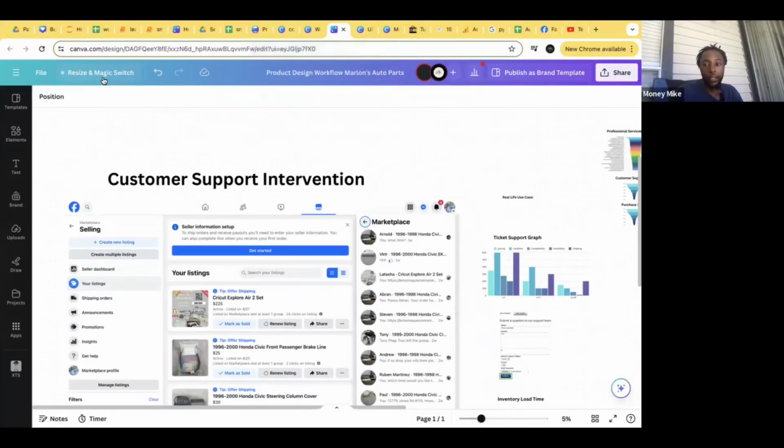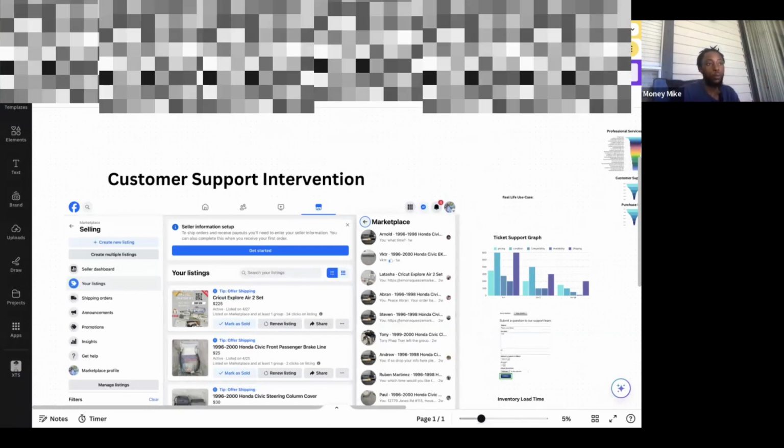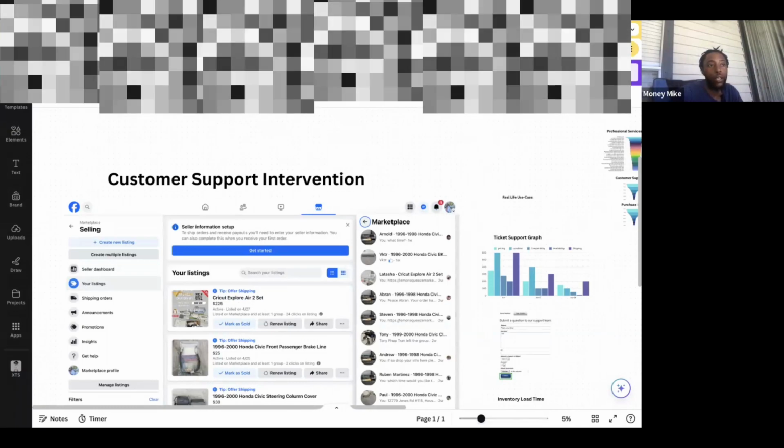I'm going to give you guys an example of how a product manager will actually go about solving real world business problems for a technical project.